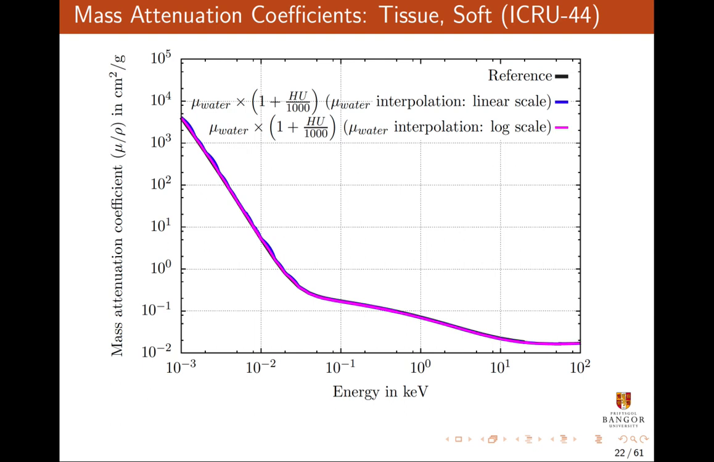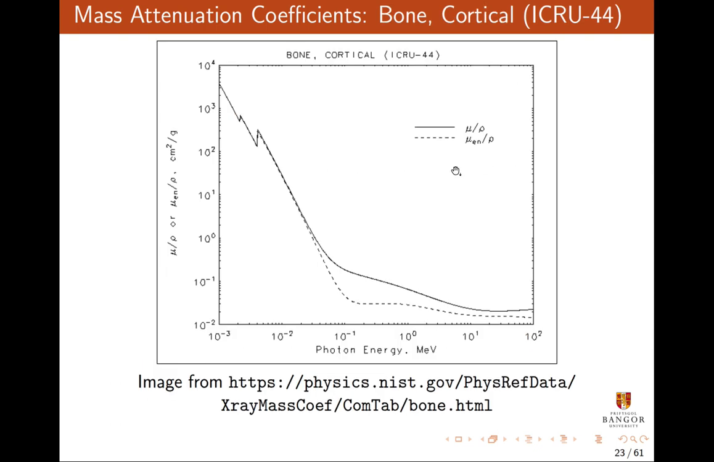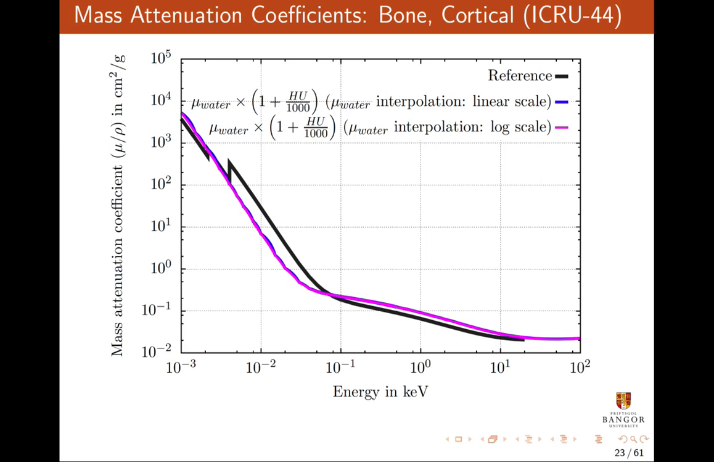We do the same for bones, which are more attenuating. And here you can notice these peaks, and they don't appear in the mass attenuation coefficient of water. So let's see what happened. Well, in that case, we can't retrieve the peaks because they are not in the data. So this model is simplistic. It's not going to work.